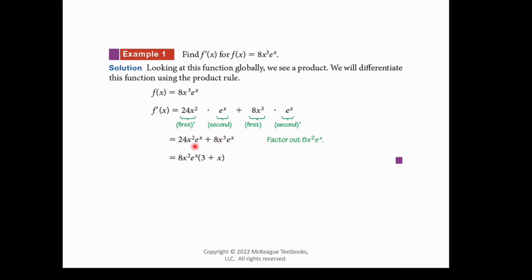I consider this perfectly fine, but the author of the book chose to go a little bit further and factor out what's in common for both of these terms. It was 8x squared e to the x that was factored out, and then what was left over was 3 plus x.